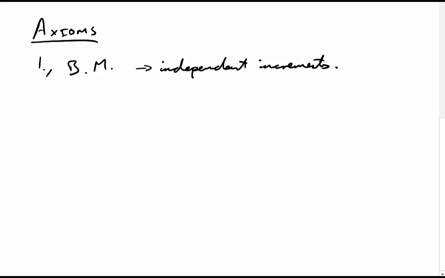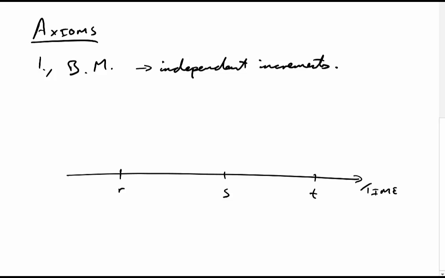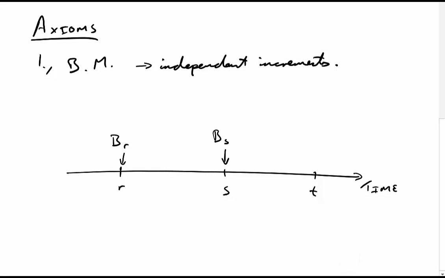So for example, if I just draw the time, time going on here, say we have a time value, let's call it R, and another time value, let's call it S, and another time value, let's call it T. At each time value we have a Brownian motion associated with it. Let's call the Brownian motion at R, B_R, the Brownian motion at S, B_S, and the Brownian motion at time t, B_t.